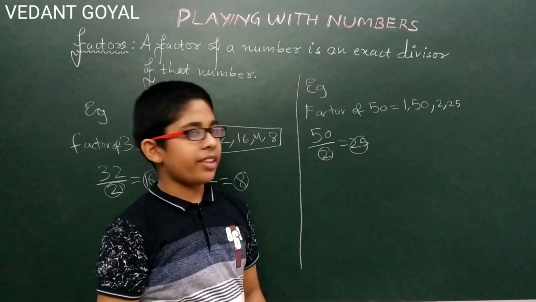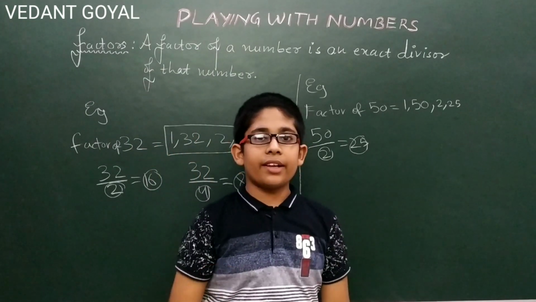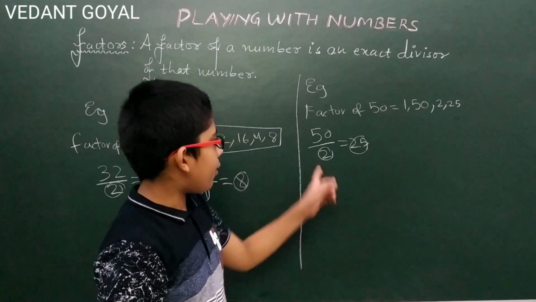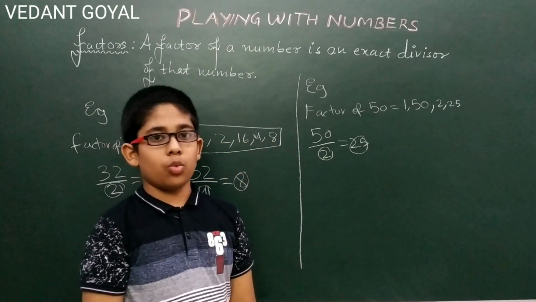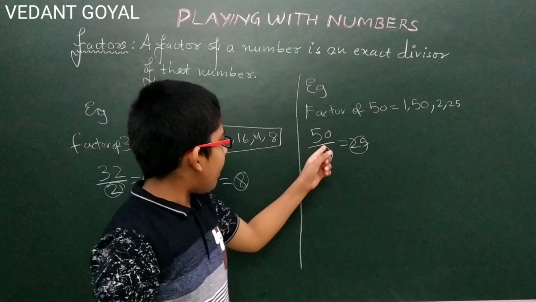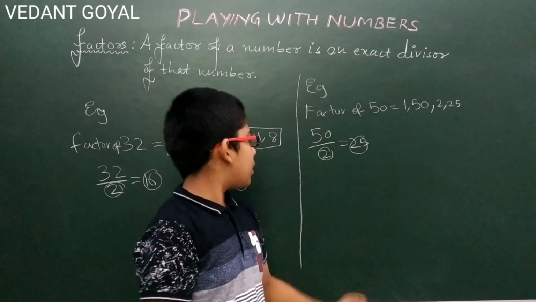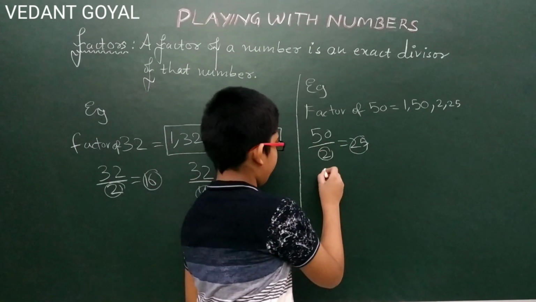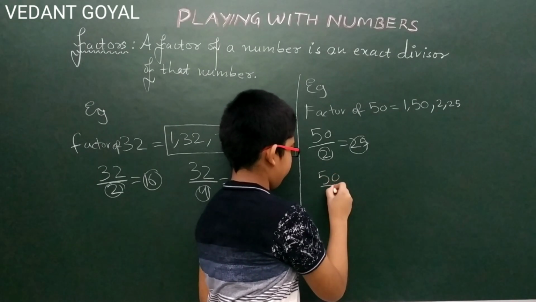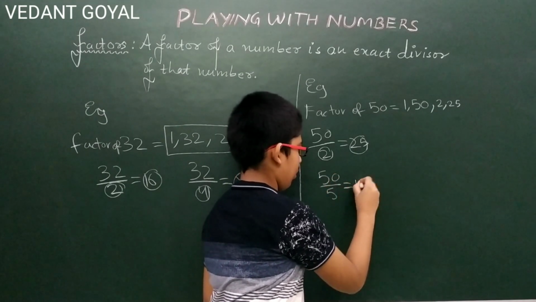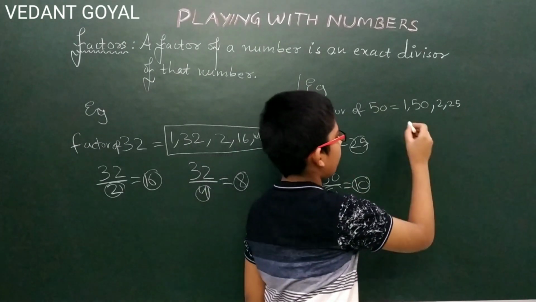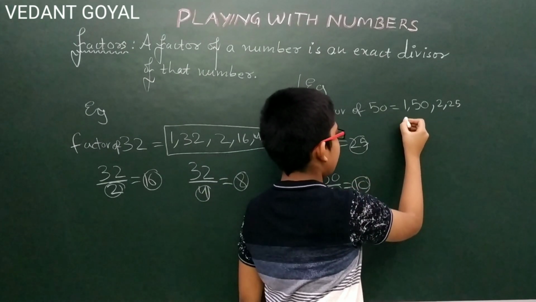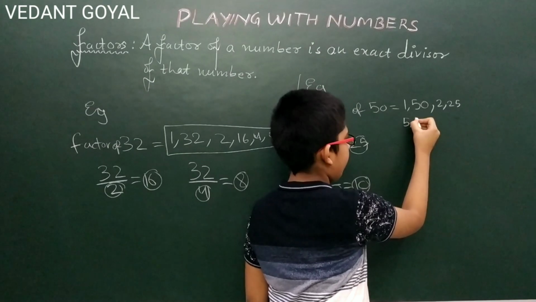When we divide it by 3, we get a remainder 2. When we divide it by 4, we will get a remainder 2. And then with 5, we will get the quotient as 10. So we have found two more factors of 50, which are 5 and 10.